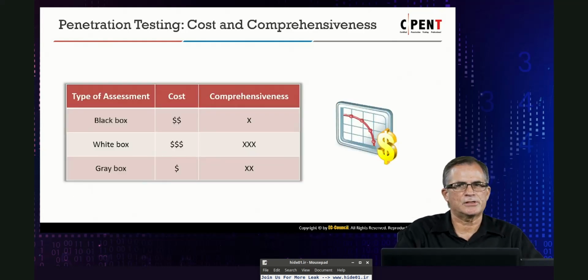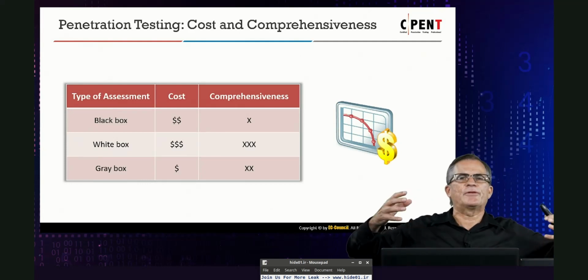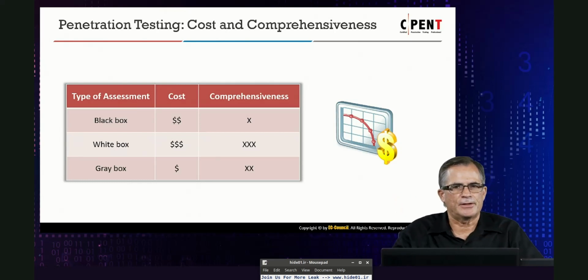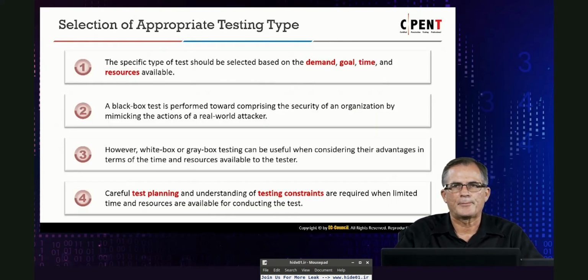Cost. Here's a comparison cost, and it's all relative. Black box, of course, the cost is expensive, but not as expensive as white box, and the reason for that is white box gave us everything. So if white box gives us everything, we have to test everything. So the comprehensiveness of it is great, but it comes at a higher cost because we have to test everything that we're given. And then gray box is in between. So that's kind of the breakdown of the cost and the comprehensiveness.